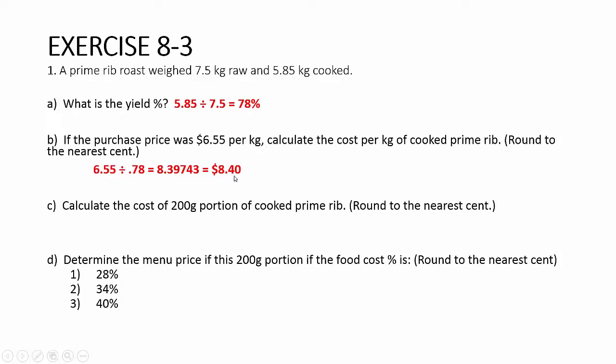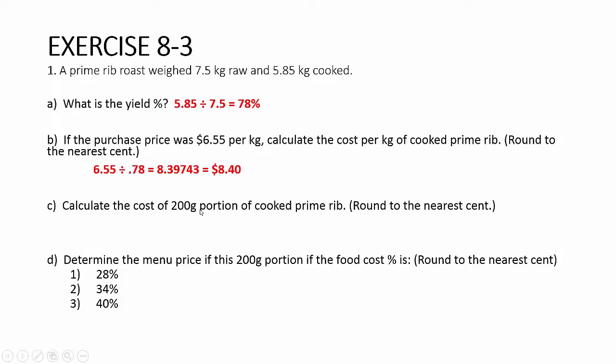So the AP cost divided by the yield percent, rounded to the nearest cent, our EP unit cost is $8.40. And again, you see the difference, $8.40 for the EP, been prepared, been cooked, been trimmed, as opposed to the $6.55 per kilogram when we had just purchased it. So the difference in the two prices makes up for the 22% that is missing from our original purchase. Let's take this one step further. We now know that an EP cost per kilogram is $8.40.